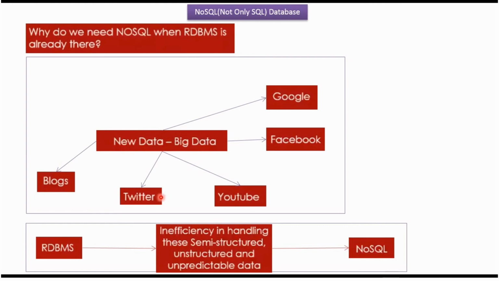This kind of semi-structured, unstructured and unpredictable data cannot be handled by a relational database management system. Also, a relational database management system cannot handle a very huge volume of data. So NoSQL came, and it can handle semi-structured, unstructured and unpredictable data, and also it can handle very huge volumes of data.